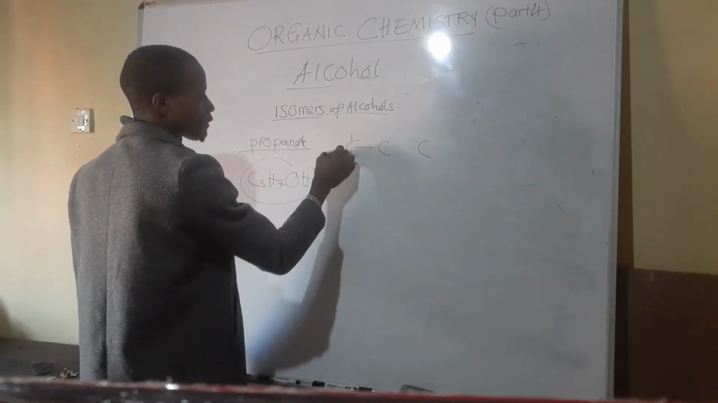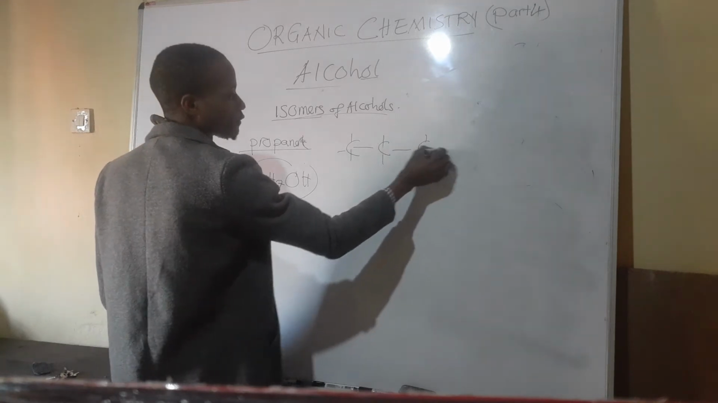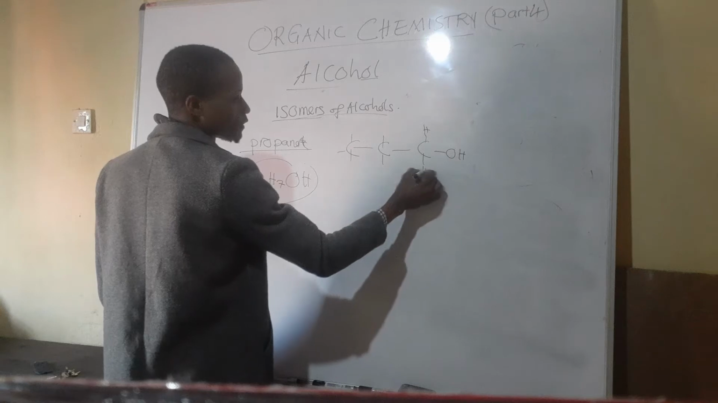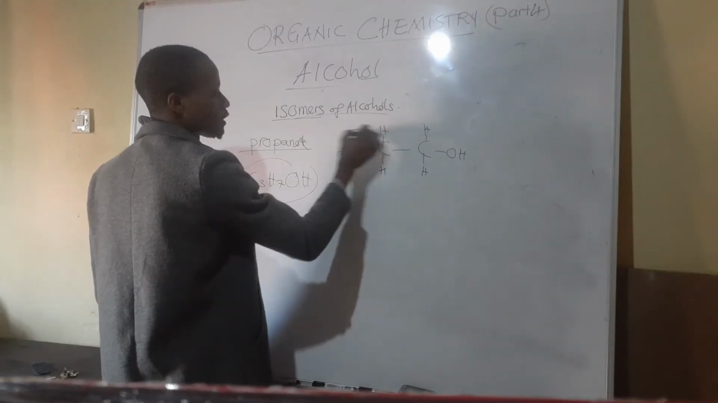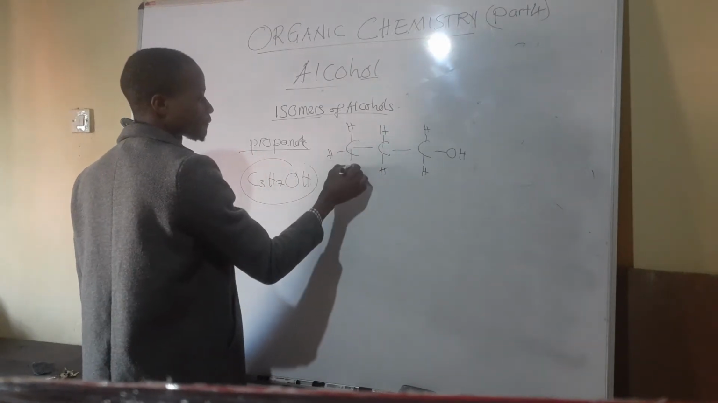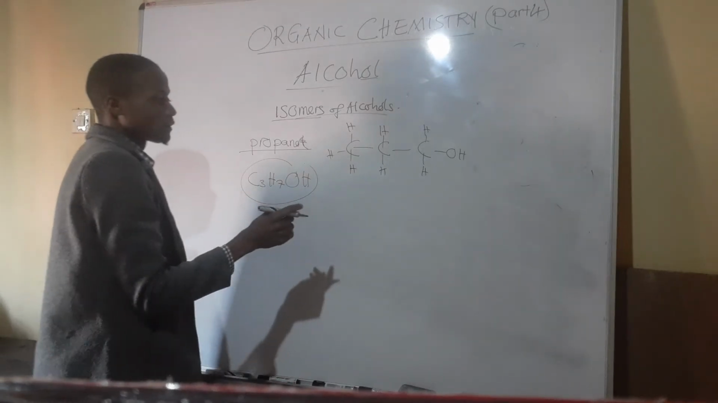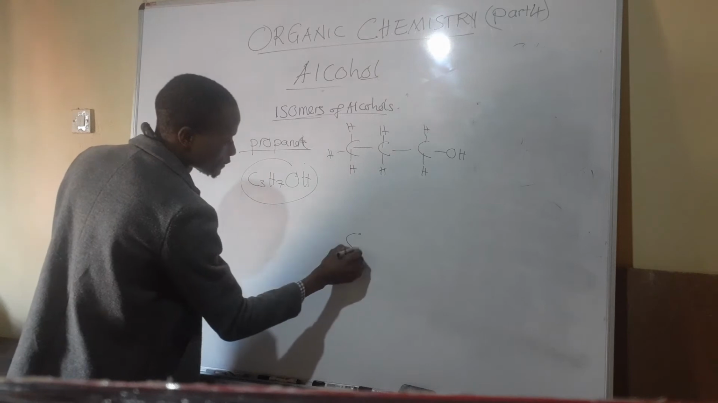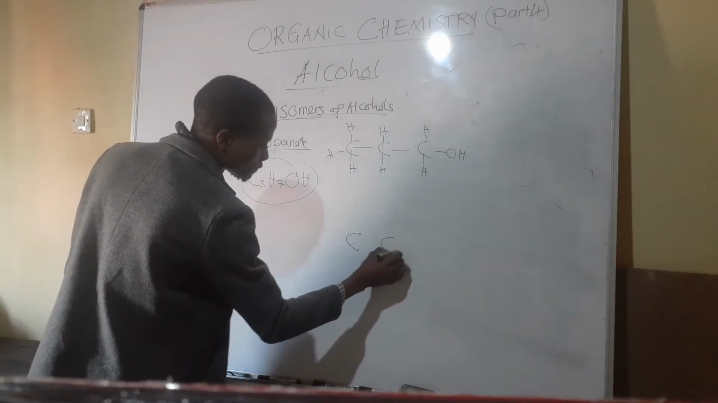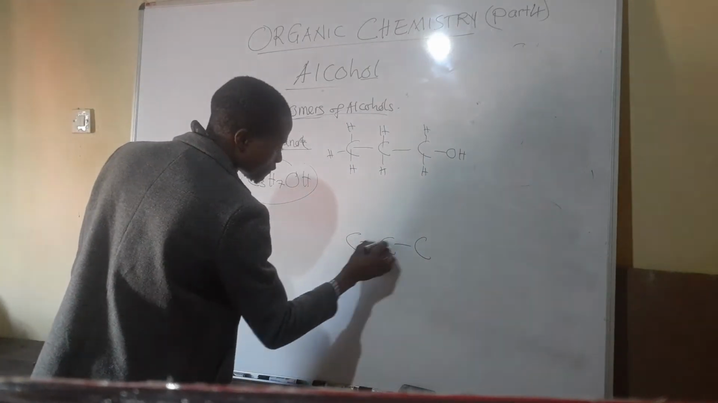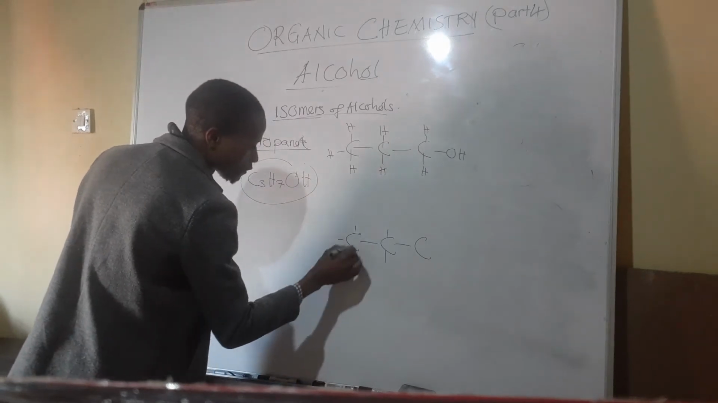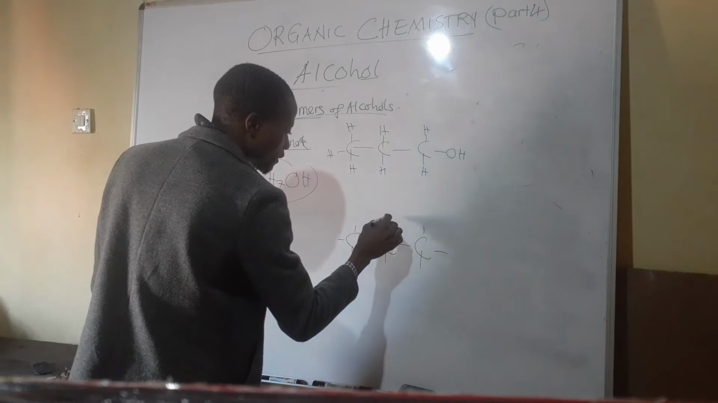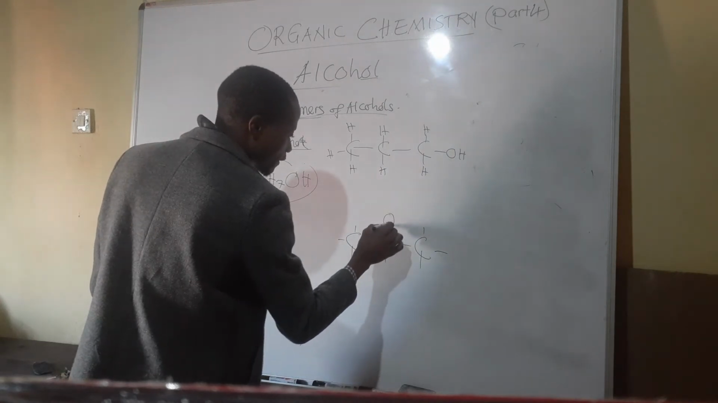Okay. Then we have the alcohol there. Hydrogen, hydrogen, hydrogen, hydrogen there. Okay, that's propanol. Now another structure is this. So the alcohol is no longer there. Alcohol is now here.